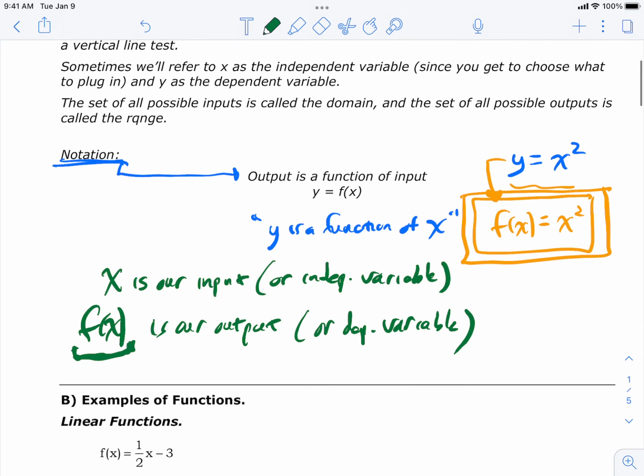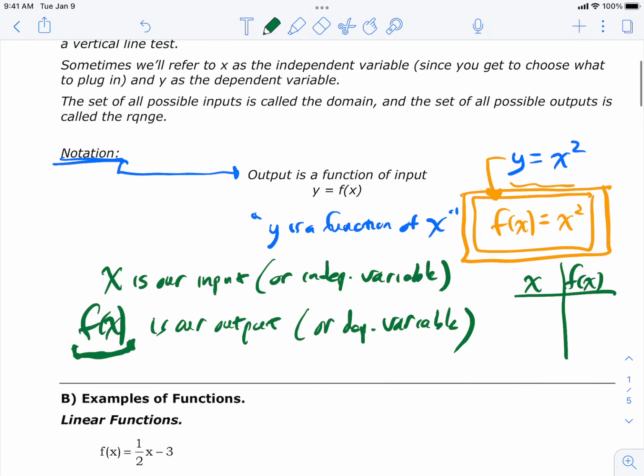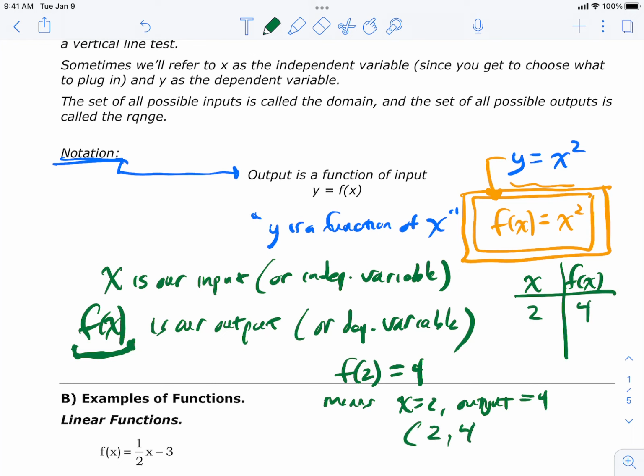So for this formula, if f of x equals x squared, instead of making an xy table, you could make an f of x table. Instead of saying that when I plug in 2, I get y equals 4, I'm going to say when I plug in 2, f of x is 4. Okay, so f of 2 equals 4 means x equals 2, output equals 4. And the output goes on the y-axis. It's the point. When you plug in 2, you get 4. It's the point (2, 4), just like it always was. It's just that we have this new way of talking about it. F of 2 is equal to 4, like this.